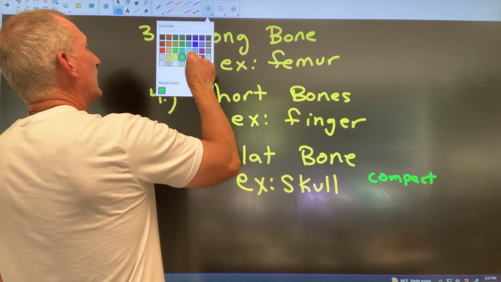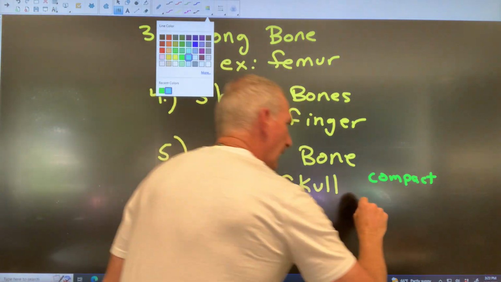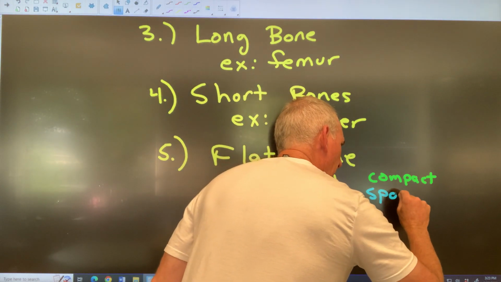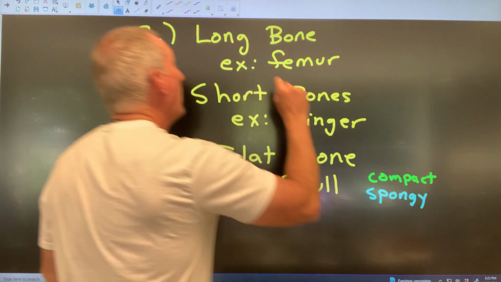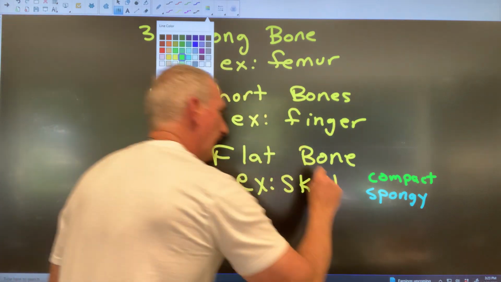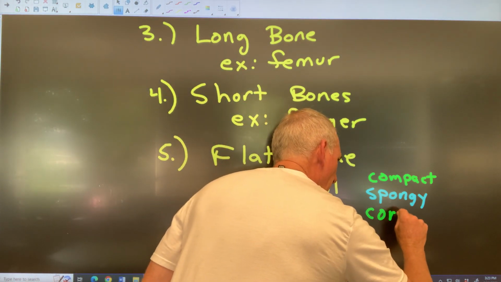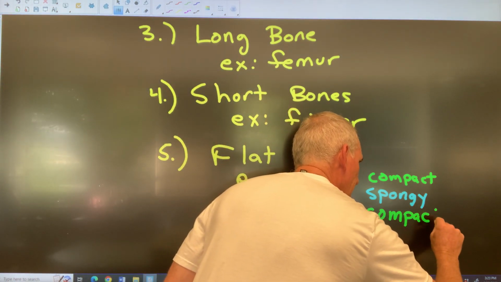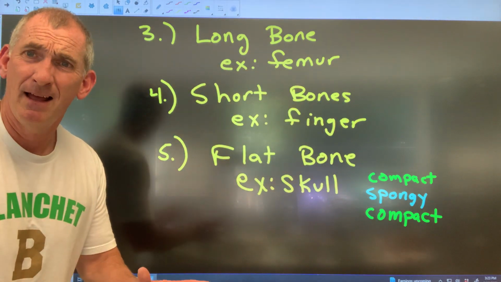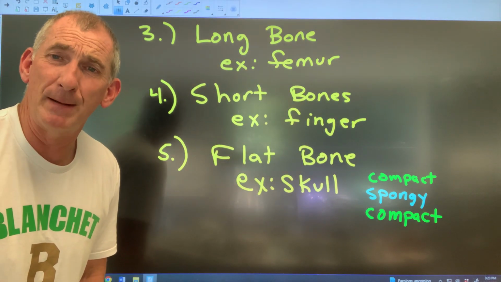Molly, yeah, I was thinking aqua blue. And then it's spongy bone. Back to rave green, Molly. And then compact bone. Molly, for word people, that works.